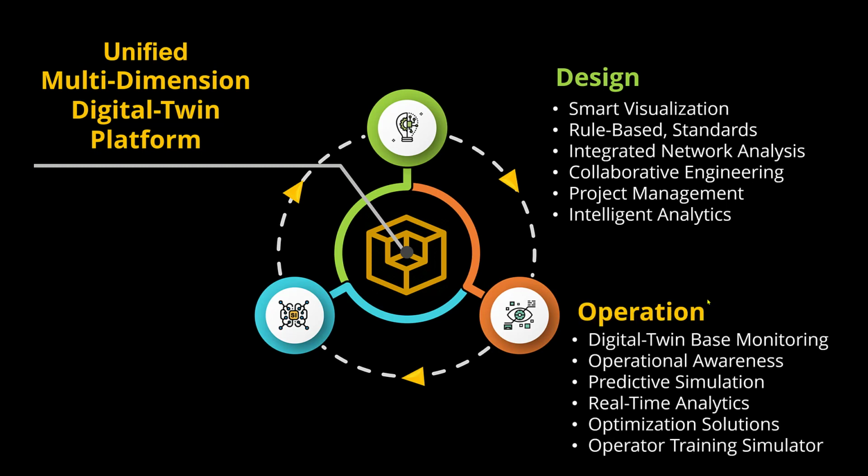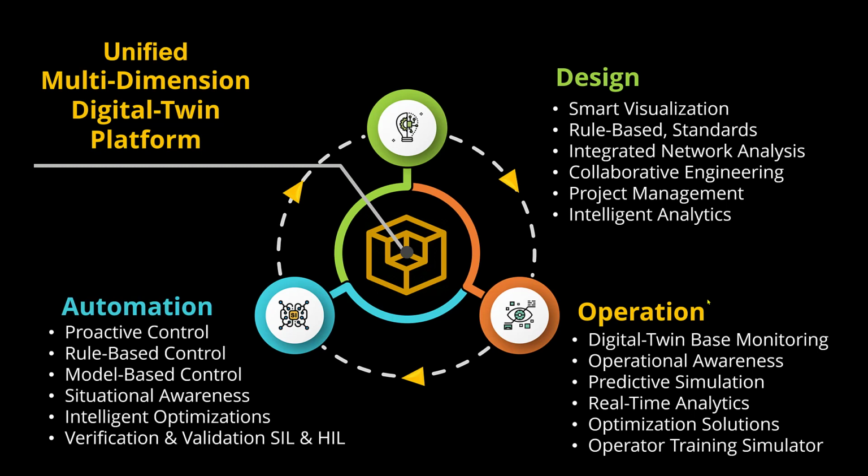That same digital twin model moves into operations. So it gives you that base for monitoring and creating pseudo measurements. It allows it to become an operator training simulator. So it gives you that operational awareness. The predictive simulation gives you the validation before you operate that system. And then you can automate the system by having proactive controls that have been used already during the design stage of the electrical system. Another example of that is the microgrid control that we can visualize very quickly.